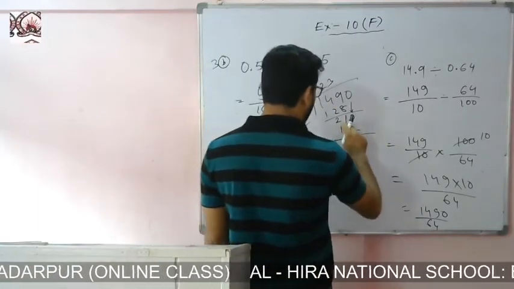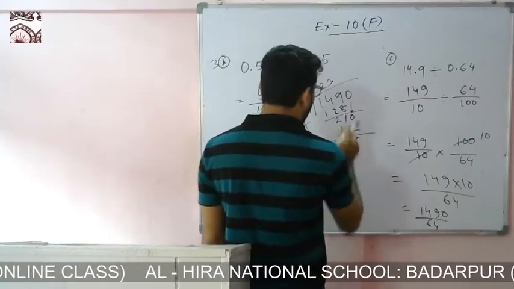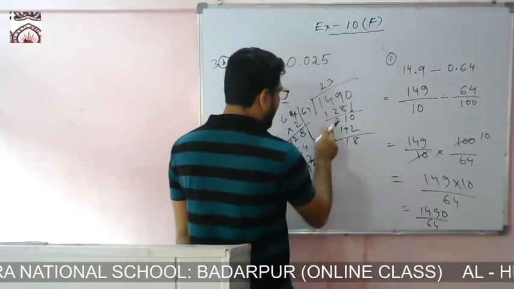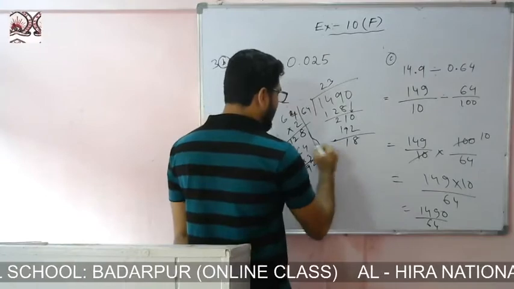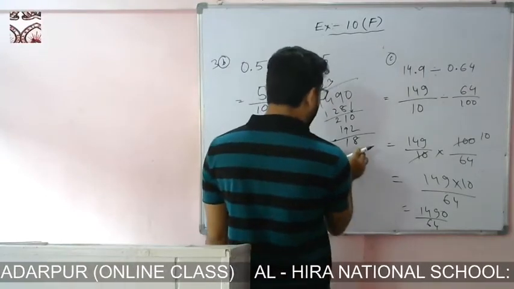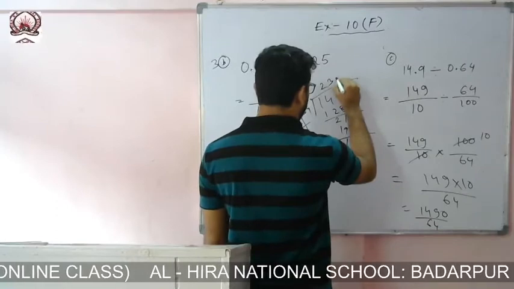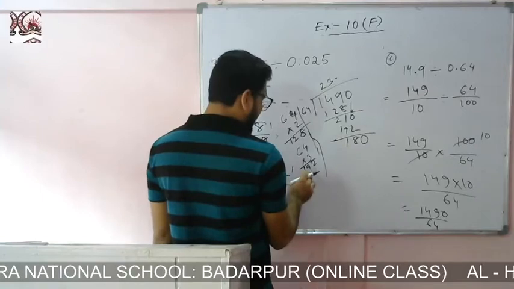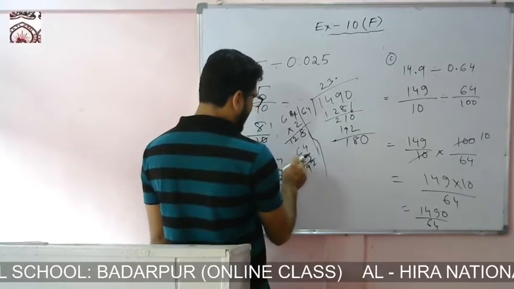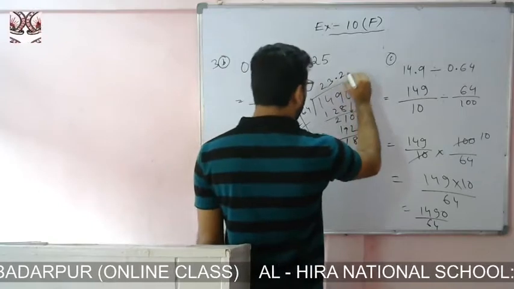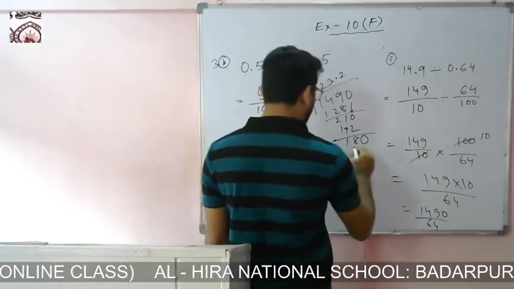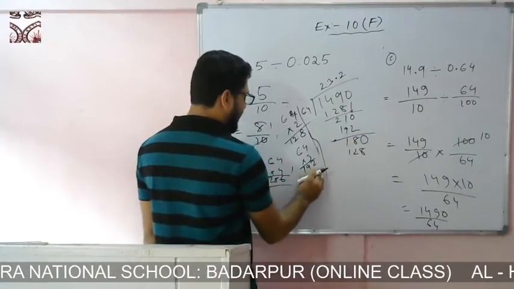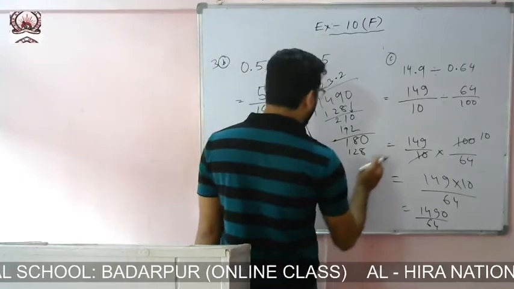Here remain 0, so we'll take 1. So it will become 10. 10 minus 9, 1. And here 1 minus 1, 0. So we'll not put 0 on the left side. So 18. Now you see 18 is not divisible, so we'll put a point. Then we'll take 10. Now check for 180. Here 192 with 3. 64 into 3 crosses 180. So for that reason we cannot write 64 into 3.